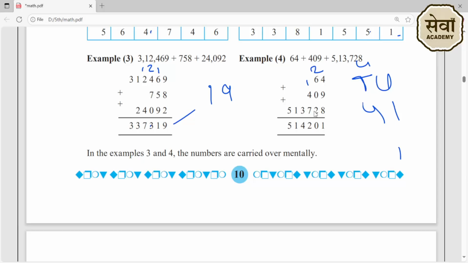Now what is 7 plus 4? It is 11. 11 plus 1 is 12. So we write 2 and carry over 1. And what is 3 plus 1? It is 4. And there is nothing to carry over. So we write only 1 because there is nothing to add also. And what is 5 plus nothing? And 0 we will take, it is 5. So this is the answer.